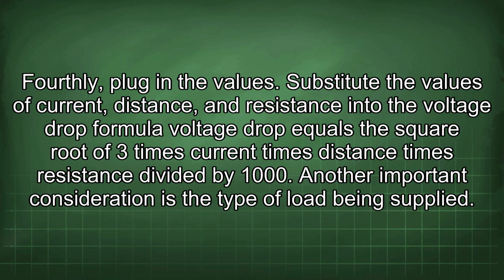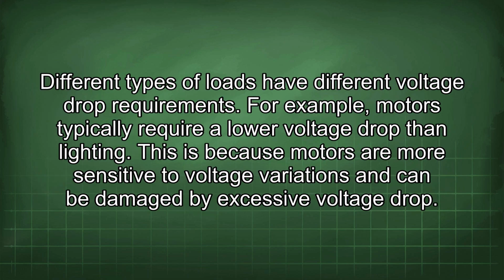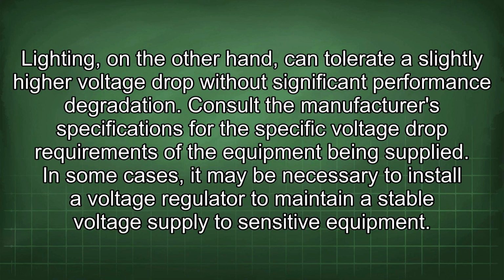Another important consideration is the type of load being supplied. Different types of loads have different voltage drop requirements. For example, motors typically require a lower voltage drop than lighting. This is because motors are more sensitive to voltage variations and can be damaged by excessive voltage drop. Lighting, on the other hand, can tolerate a slightly higher voltage drop without significant performance degradation. Consult the manufacturer's specifications for the specific voltage drop requirements of the equipment being supplied.